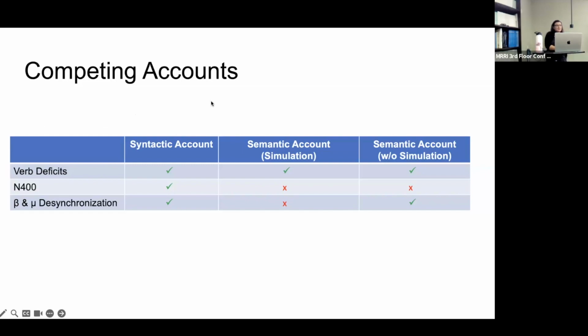And then conversely, the semantic account without sensory motor stimulation would predict that while beta and mu should be comparable to neurotypical controls, we should see a reduced or absent N400 since semantic processing is problematic. Actually, semantics are affected.